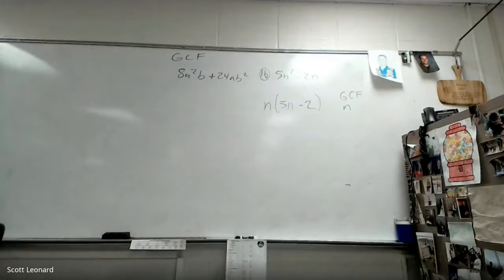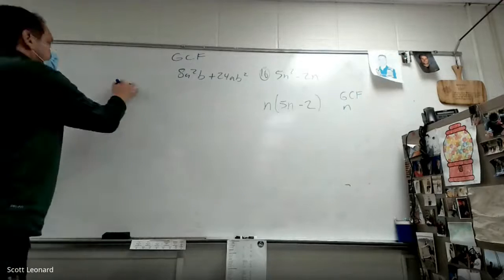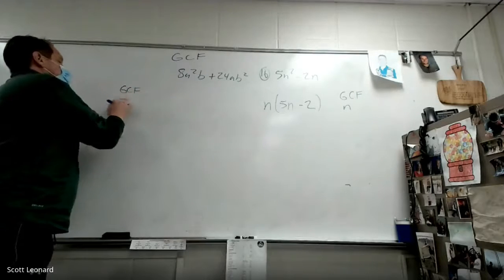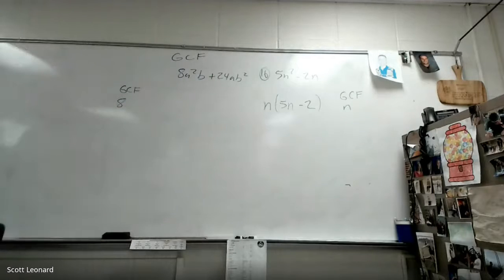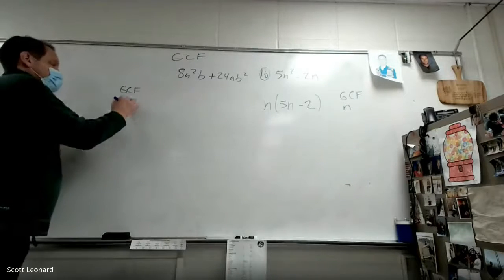Okay, is there a number that goes into 8 and 24? 2 does, 4 does, 8 does. We want to take the biggest one. We'd say 8. Agreed? All right. Do I have an a in both terms? Yep. I take the smallest one I got. I got a squared and a to the first. I'll take a to the first power.